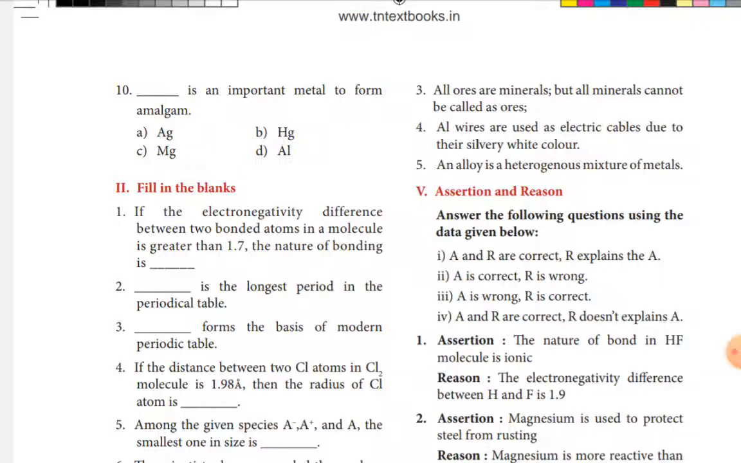Mercury is an important metal. It is a liquid metal which, along with silver and tin, forms the dental amalgam, which is used by the dentist to fill the cavities in the teeth. Then option B is the answer. Then fill in the blanks.